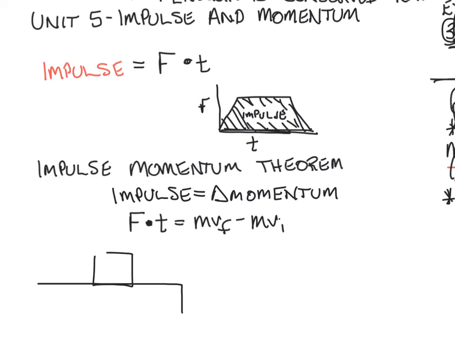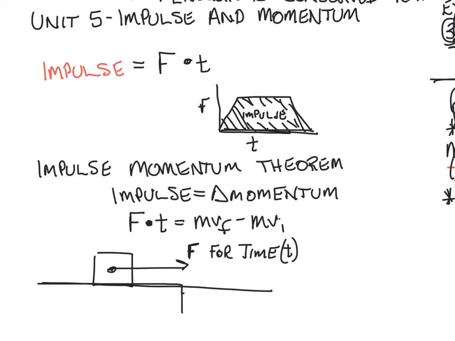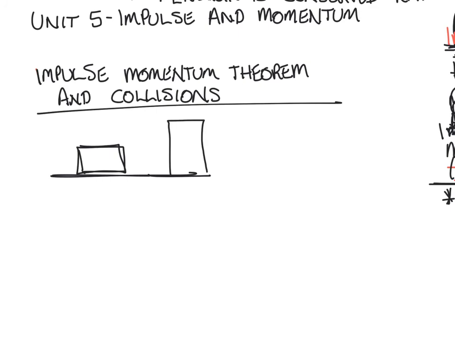Let's say you have a box or a cart or something like that, and you're applying a force to that system over a given amount of time. Just like with the work-kinetic energy theorem, the same rules apply. You have your force, your time, and you'll probably be tasked with solving for either final velocity or perhaps initial velocity. The reason why we study the impulse-momentum theorem is that it has a lot to do with collisions and having safe collisions, or maybe not so safe collisions.